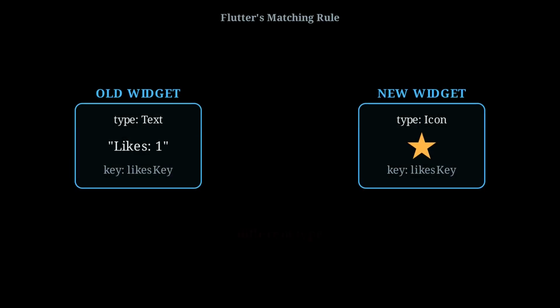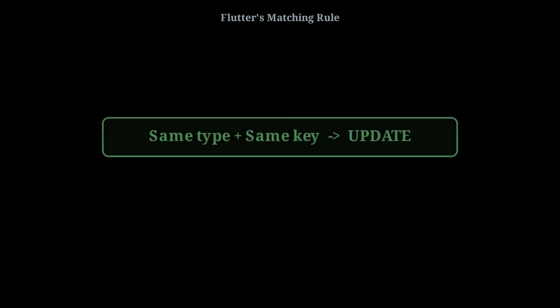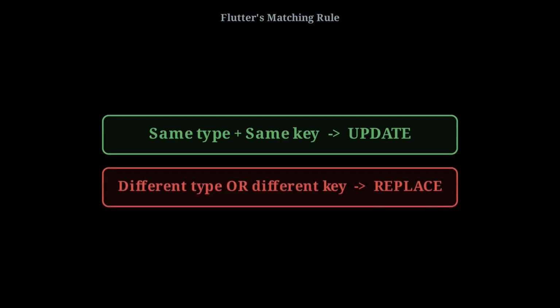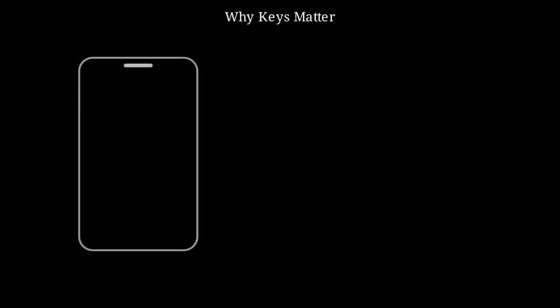But if the type changes, Flutter cannot update the same element in the same way. For example, if the old widget is text and the new widget is icon, Flutter may need to remove the old element and create a new one. So the simple rule is, same type and same key means update, different type or different key means replace. Now this also explains why keys are so important, especially in lists.